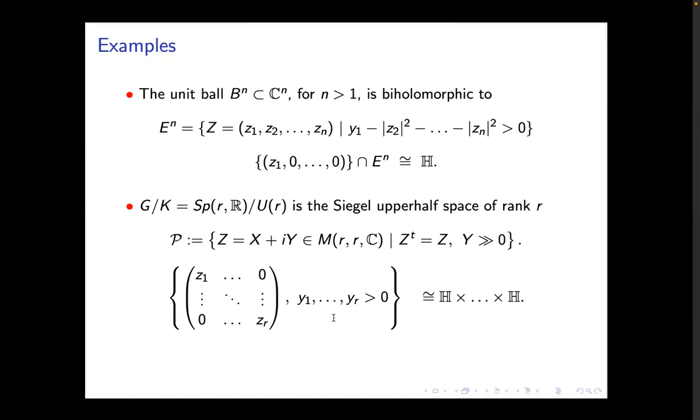If we take the Siegel upper half space of rank R, it means that we take the complex symmetric matrices of order R with the imaginary part positive definite. Then inside it we have something which is exactly the product of R copies of the upper half plane, and they are exactly these diagonal matrices with the imaginary part greater than 0.